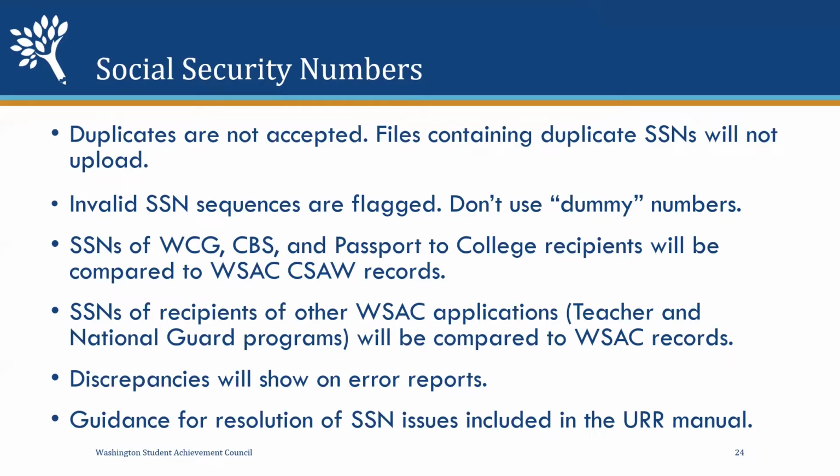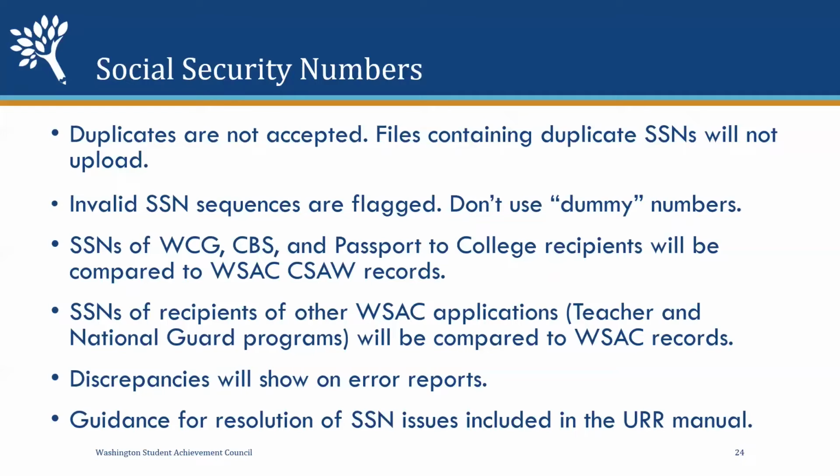We don't want you to use dummy numbers. We've had instances where all 9s or all 0s were used. They need to have a valid Social Security number sequence. The Social Security numbers for WCG, CBS, and Passport to College recipients will be compared to the WSAC Seesaw records. And those Social Security numbers of recipients for other WSAC applications like Teacher and National Guard programs will be compared to WSAC records. Discrepancies will show on your error reports.